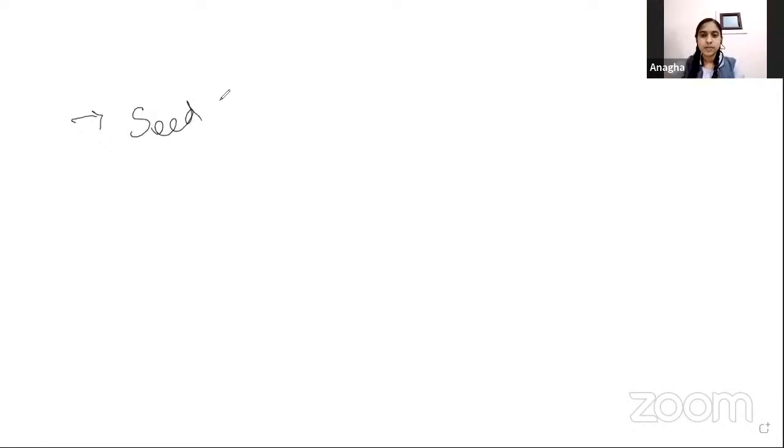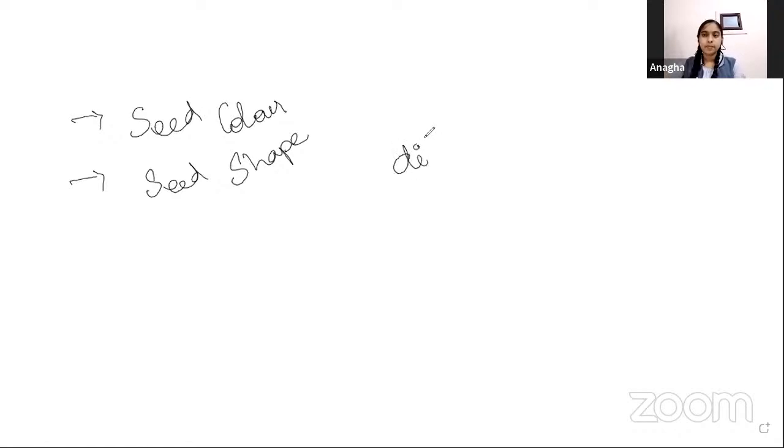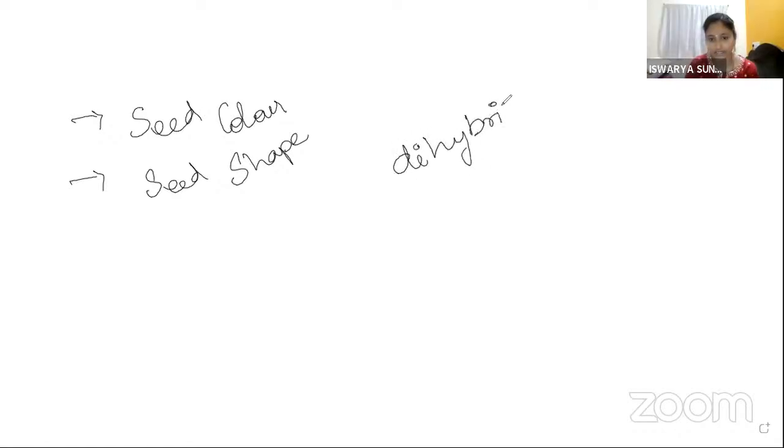What are the two characters he considered? Seed color and seed shape. Very good. So instead of one character, now he considered two characters. So how should I name this cross now? Dihybrid. Since he took two characters, it's called a dihybrid cross. Okay, so he was ready to take these two characters.